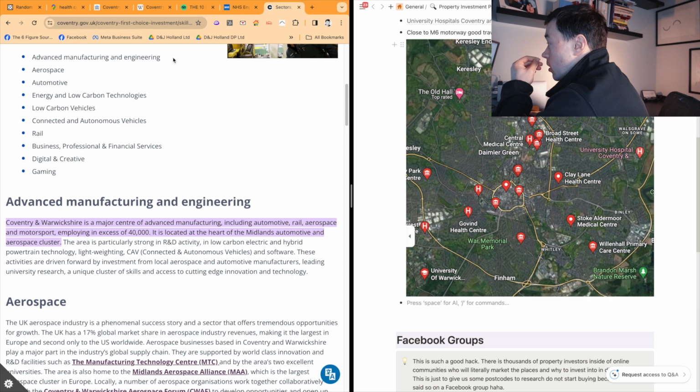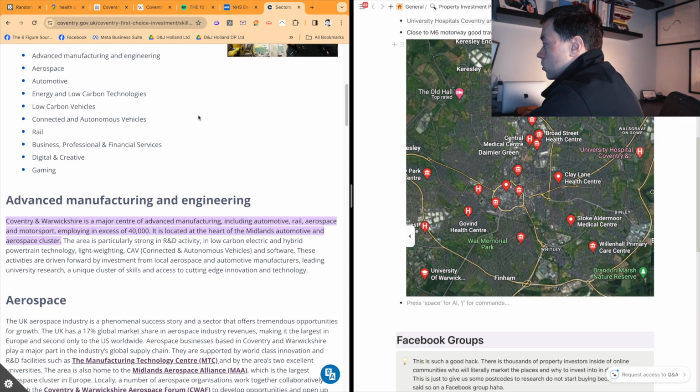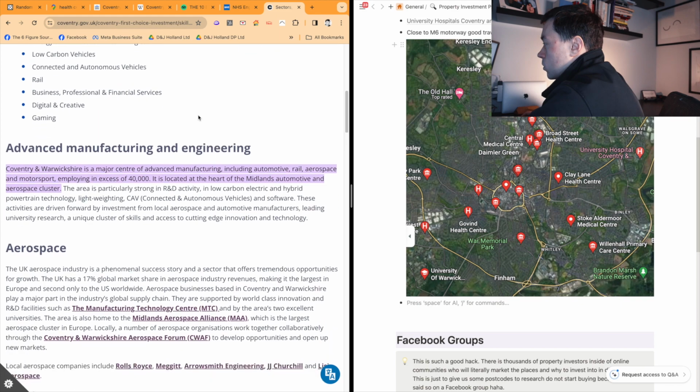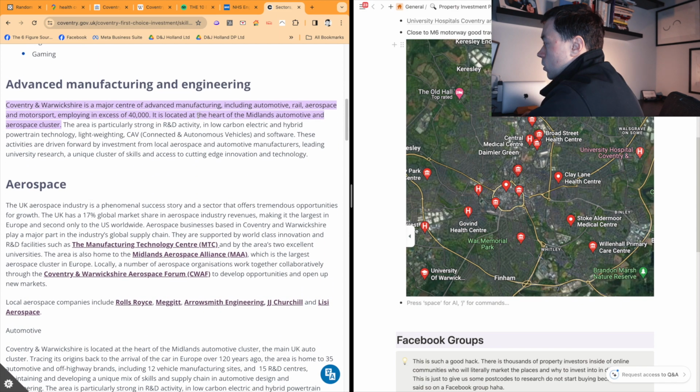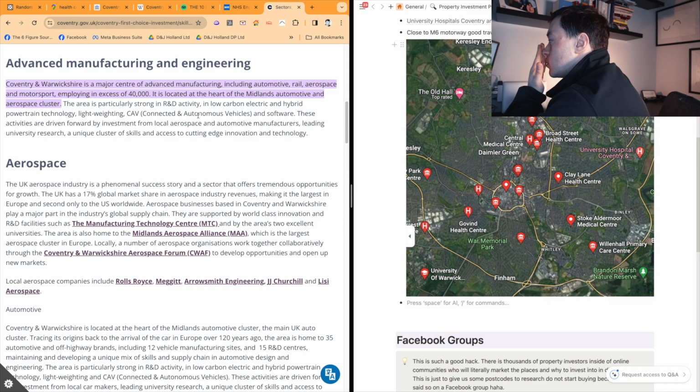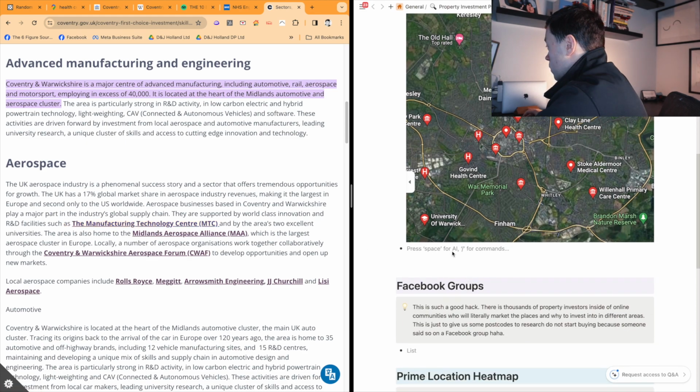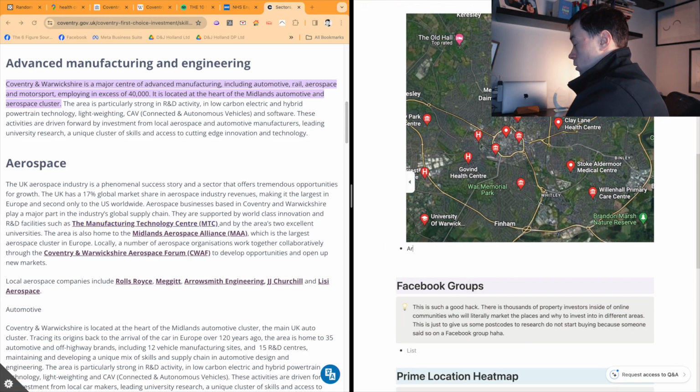The major centre of advanced manufacturing include automotive, rail, aerospace and motorsports. Employees in excess of 40,000. Okay, that's good. UK aerospace success stories, opportunities, world-class innovation, aren't these? Alright, okay, so we've got some really good manufacturing. Aerospace.